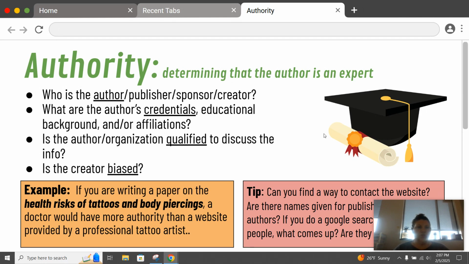We also want to look at whether the author or the organization is qualified to discuss that information. So do they have experience in this field? Have they written about this before? And again, we're looking at bias. So is the creator of this biased and they're trying to push a certain side or share a certain belief, or are they balanced in giving factual information?